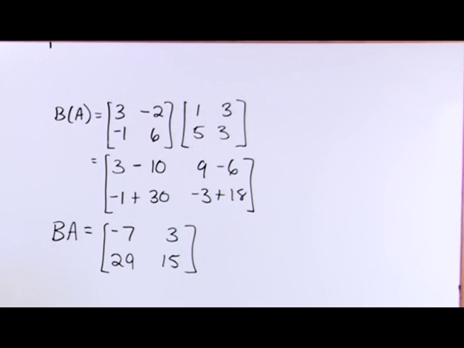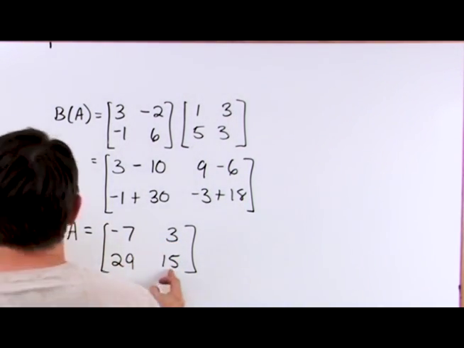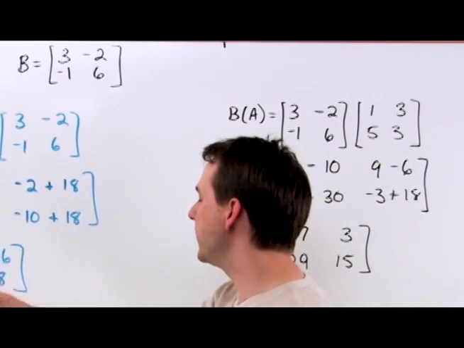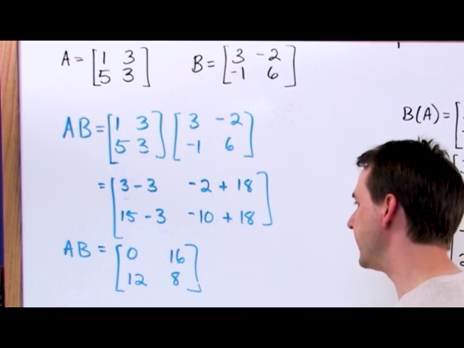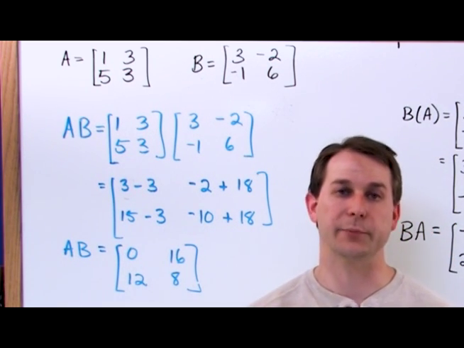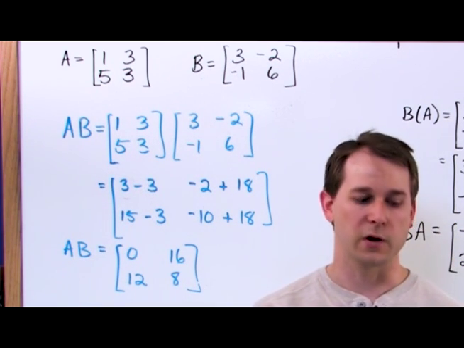Now let's compare the two. You've got negative 7, 3, 29, 15. You go over here, A times B is a completely different matrix. This so happens to be a 2 by 2 matrix, just as this one is, but the numbers are completely different. So once again, I'm just showing you by example. Multiply matrices in reverse order, it really does matter.